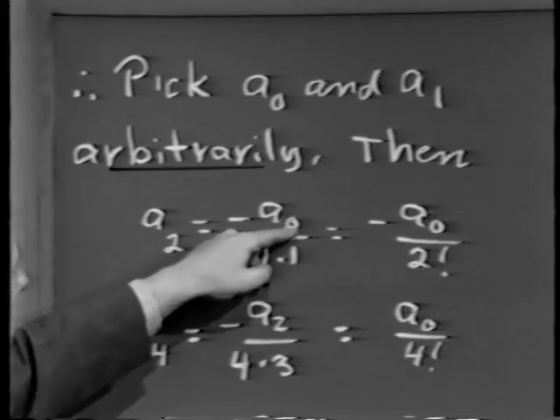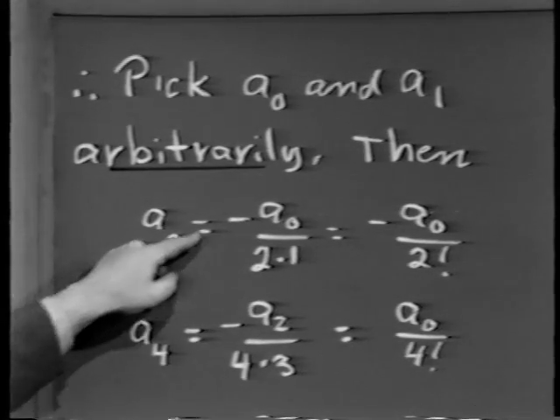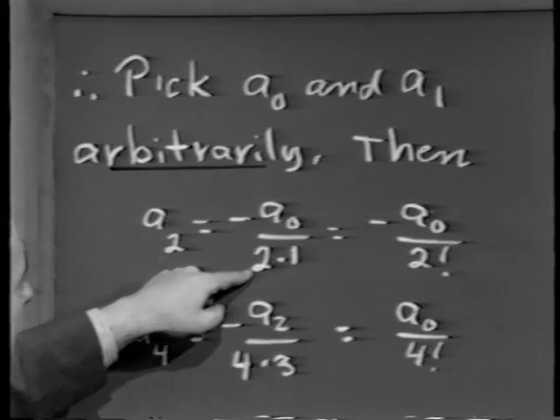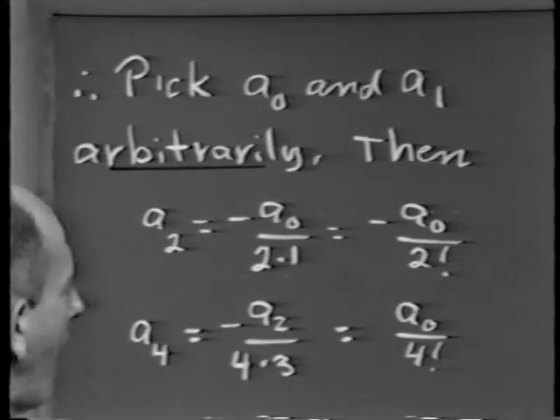If I pick a0 and a1 arbitrarily, what does the recipe tell me? If I pick n to be 0, the recipe says what? A sub n plus 2, a sub 2, is minus a0 over n plus 2 times n plus 1. That's just 2 times 1. A sub 2 is just minus a0 over 2 factorial.